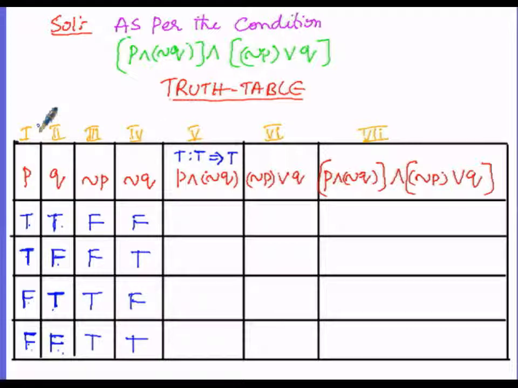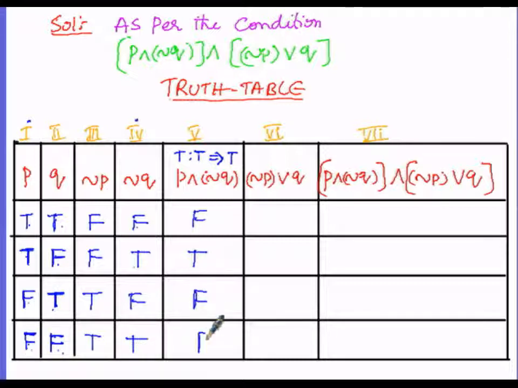We have to see column number 1 and column number 4. In column number 1 it is P and in column number 4 it is negation Q. It must be T and T. Here T and T is not there in the first row, but in the second row T and T is there. If T and T is there, then the conjunction will be true. In the other rows it is not T and T, so the remaining will be false.